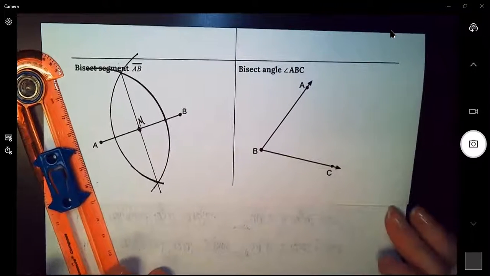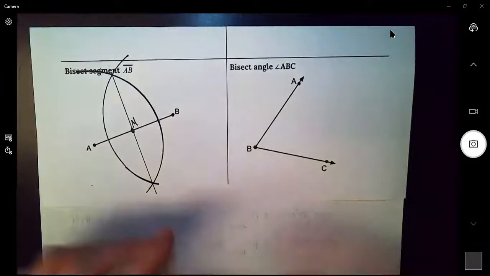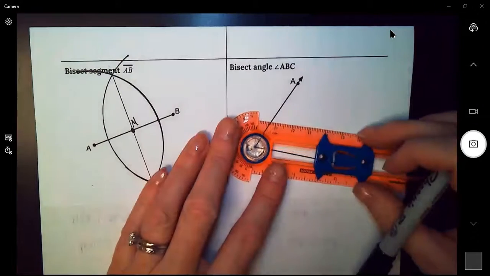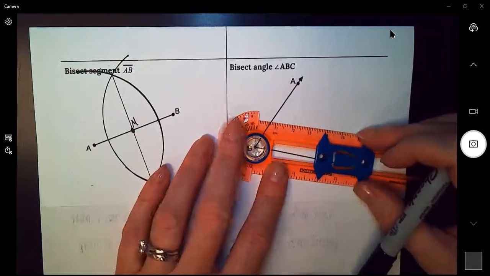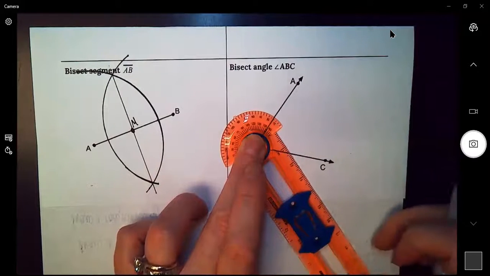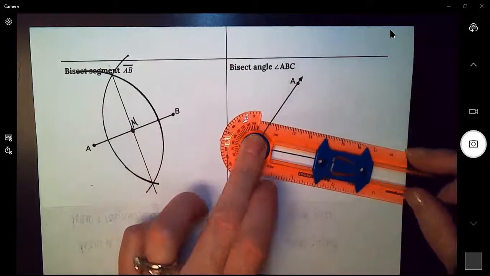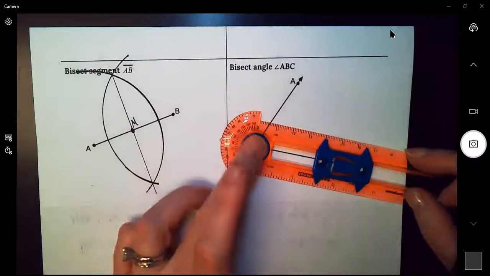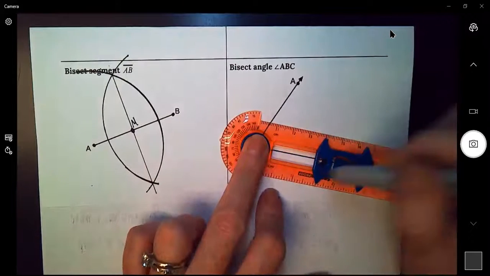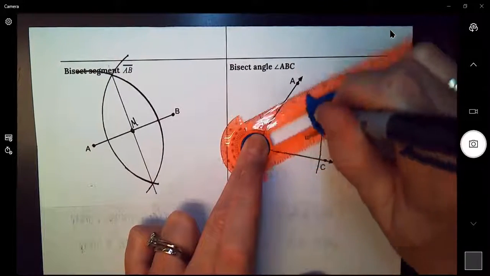Last one is bisect an angle. So we're going to start the same way we did before, which is center of your compass, right at the vertex. We don't have to line it up with point C. I actually like to come in a little bit closer to that because I don't like things overlapping as much, makes it easier for me to measure. But you'll notice I'm not keeping it really close to the center. I want to give myself a little bit of space to work.